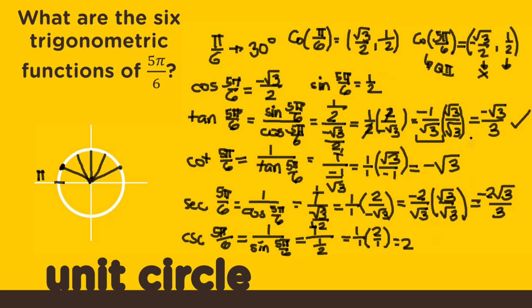So these are now the 6 trigonometric functions. You have cosine, sine, tangent, cotangent, secant, and cosecant of the arc 5 pi over 6, which can be found in the second quadrant. Again, identify the correct coordinates first before applying the rest.